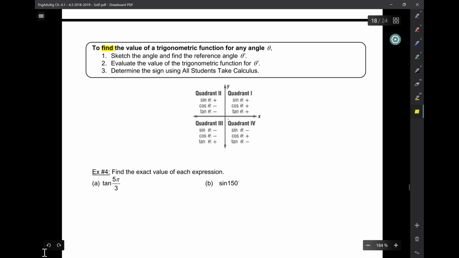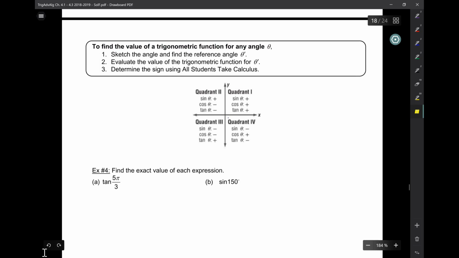So, to find the value of the trig function of any angle, here's what we do. Okay, I can highlight that. We sketch the angle and find the reference angle. We just learned how to do that. We're experts at that. Check.